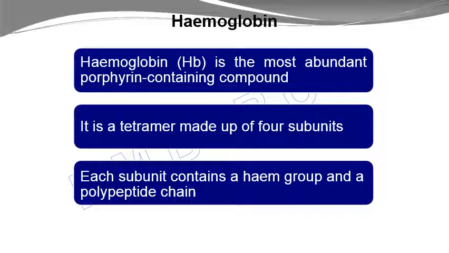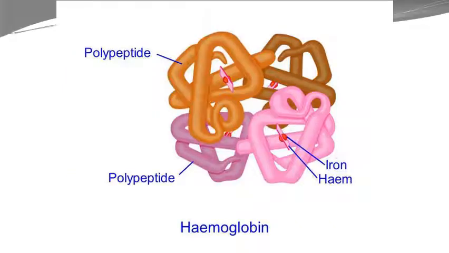So the structure of hemoglobin will look somewhat like this. If you can see here in this diagram, it will have 4 subunits, and in the center of these subunits, we have our heme group attached to the iron, and each of these subunits will also have the polypeptide chain. All of these subunits will have it.